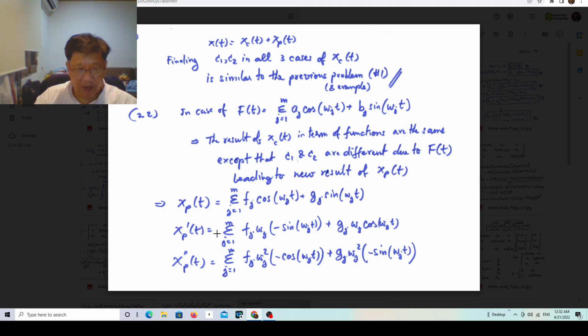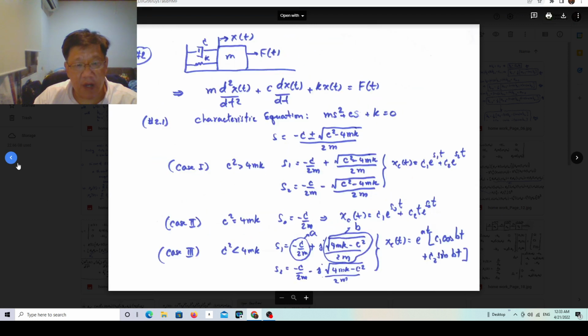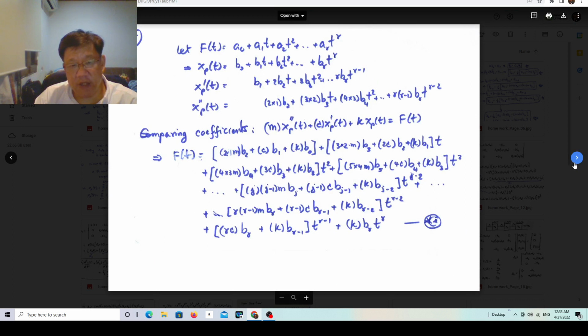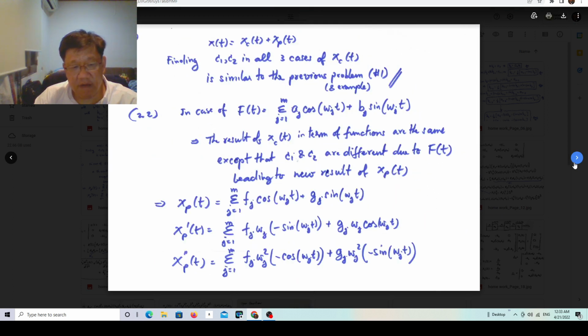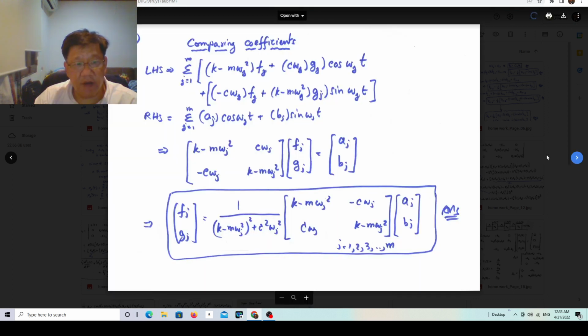Okay, and this is also expanding to the second order. This is the second order of the response function, the displacement function. Once you get this, you put all this back into the original governing equation, similar to what we did before, and then you get what you call comparing the coefficient. The left hand side becomes here.